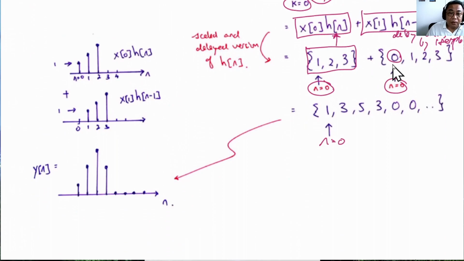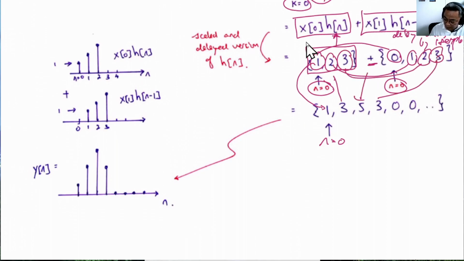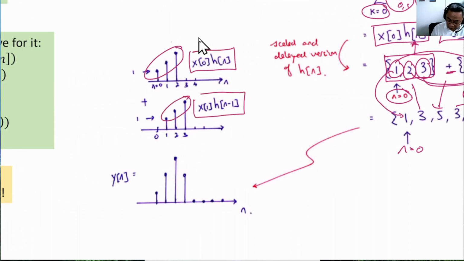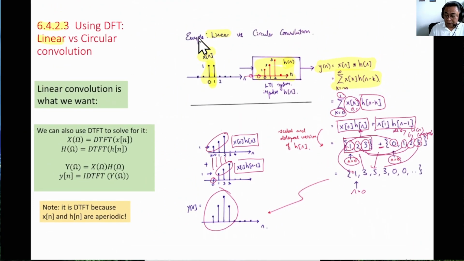Now how do we perform the convolution? Well, this is the plus here, so we are just aligning 0, 1, 2, 3 with this 1, 2, 3, and we are adding. So 1 plus 0 gives you 1, 2 plus 1 gives you 3, 3 plus 2 gives you 5, and this last 3 here. And of course outside this are all zeros because there's no value here. So graphically it looks like this. This is 1, 2, 3 produced by x[0] times h[n]. x[1] times h[n minus 1] is the same 1, 2, 3 with a 0 here, and now we align to add them up and we get this value y[n]. So this is linear convolution.